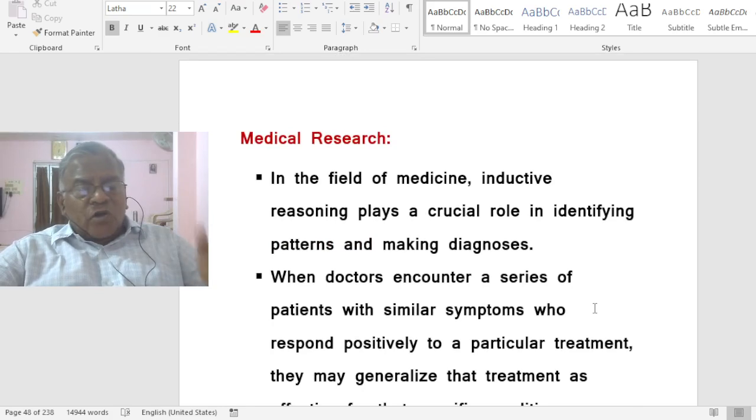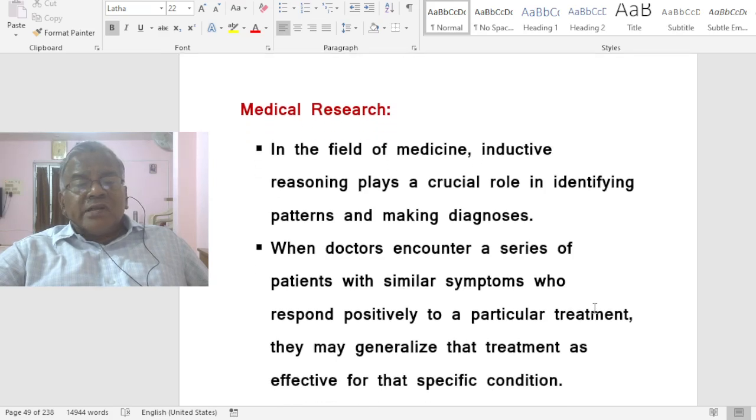In medical research also, inductive reasoning is very much used. In the field of medicine, inductive reasoning plays a crucial role in identifying patterns and making diagnoses.